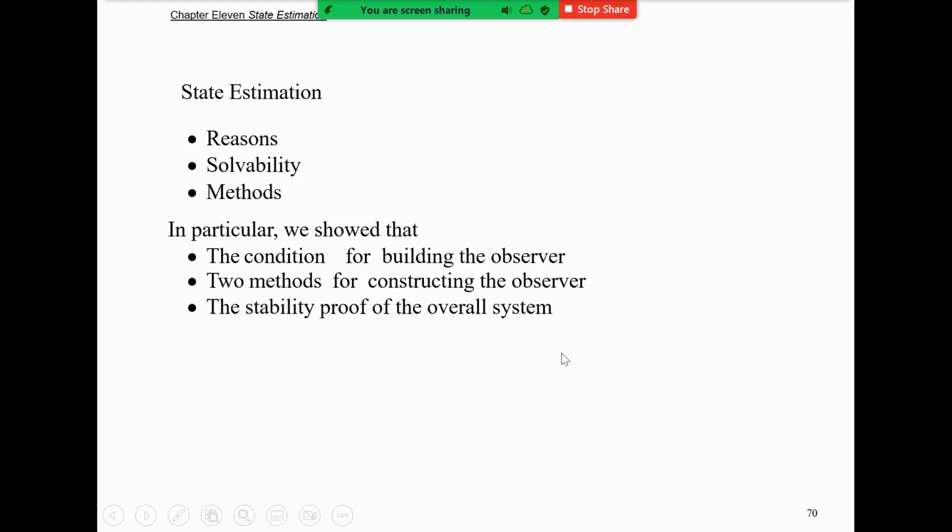And also I showed you the stability proof. We say you can design the state feedback controller to make the whole system stable. And then you design a stable observer to make the estimation error go to 0. You combine those two, and you are guaranteed that the whole system will be stable.